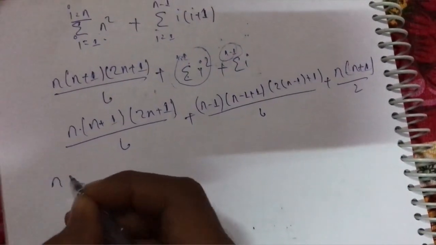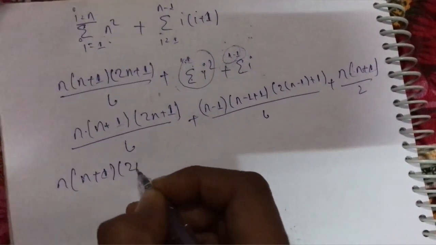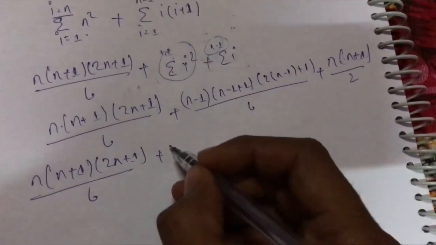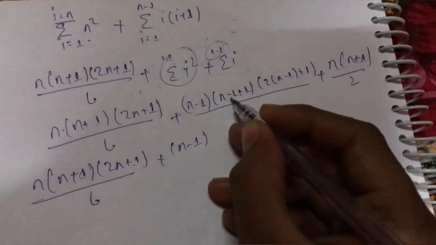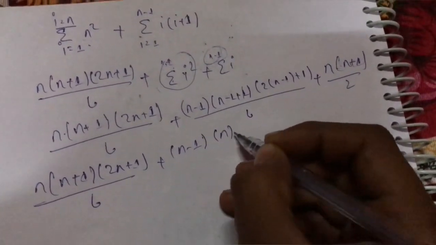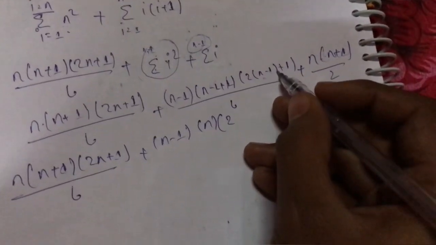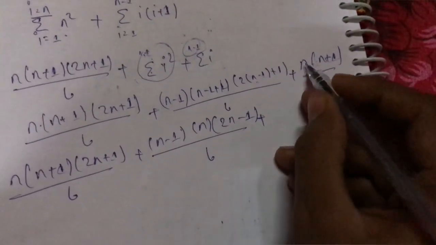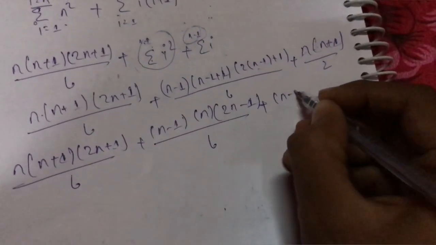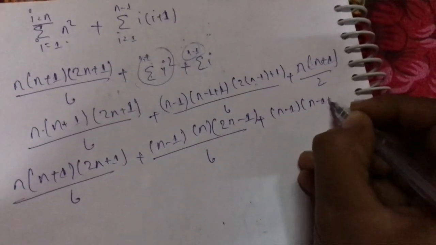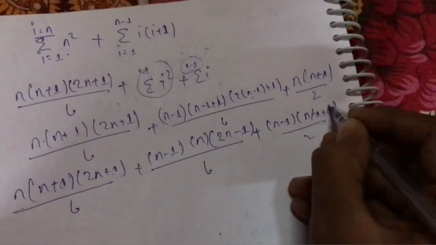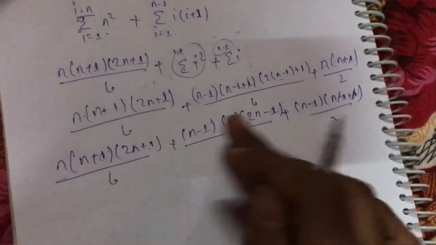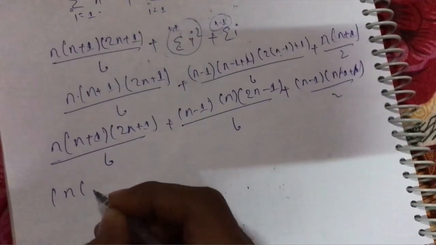So let me solve this equation. It is n plus 1 into 2n plus 1 upon 6 plus this is n minus 1, and this one is going to cancel out. So this is n, this is 2n minus 1, upon 6. And if we replace these n's with n minus 1, it is n minus 1 plus 1 upon 2. So this minus 1 and this plus 1 cancel out. What we are going to get are these two same terms and this term. So let me do this thing.